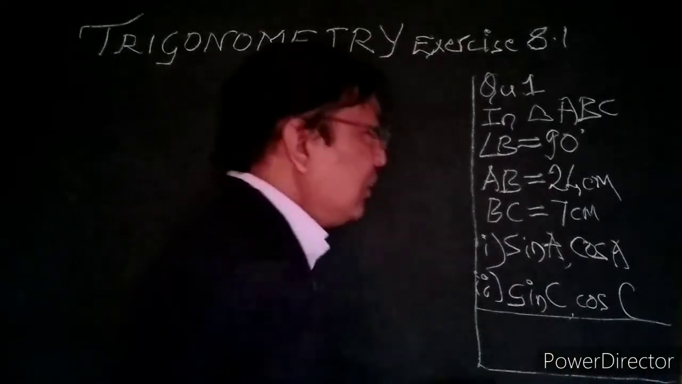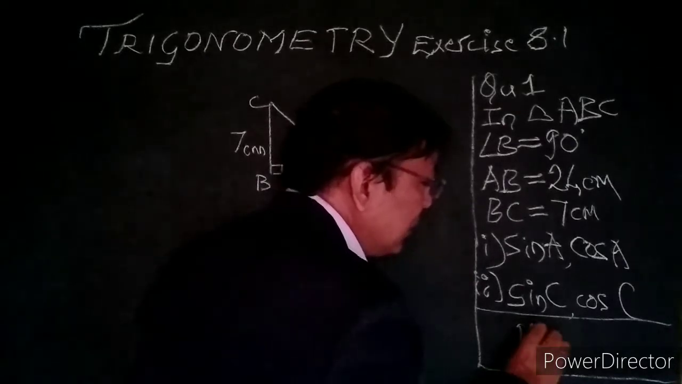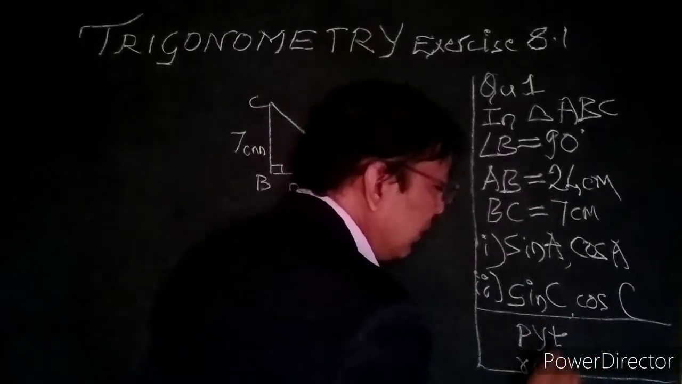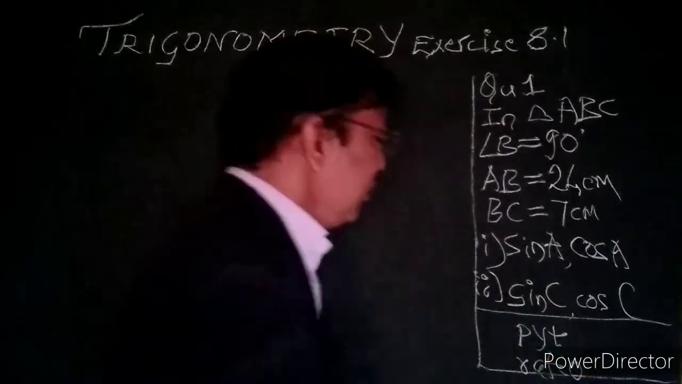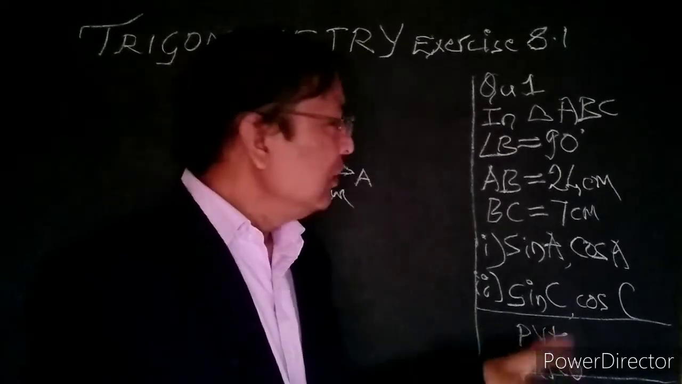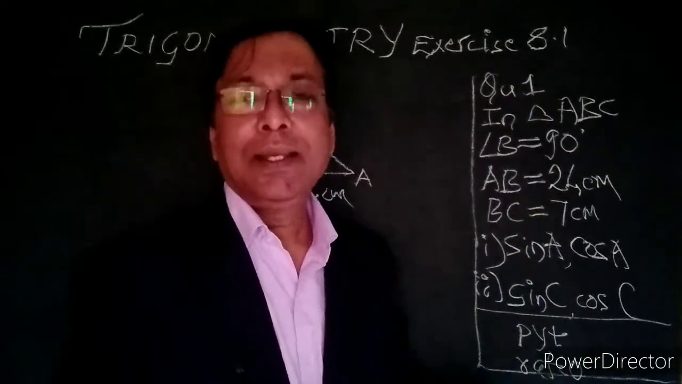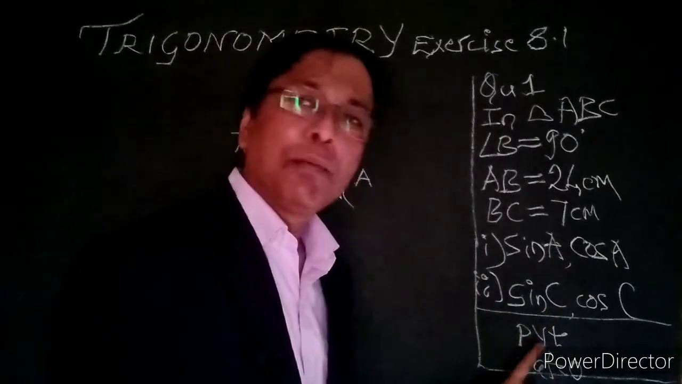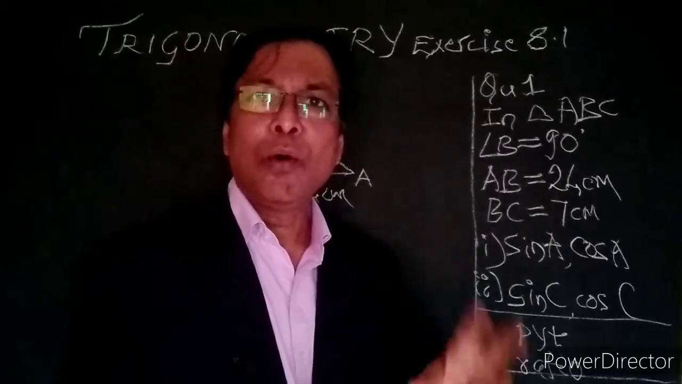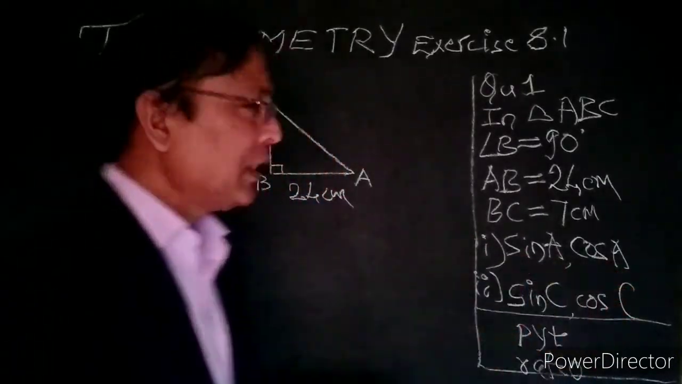So what is the trick to solve this numerical? First step, we have to use Pythagoras theorem. Then we have to find the ratios. Now within 30 seconds we can solve this sum. We know now what is to be done next. We have to use Pythagoras theorem first to find out the third side. Once we know all three sides, then we can find the ratios of trigonometric angles.